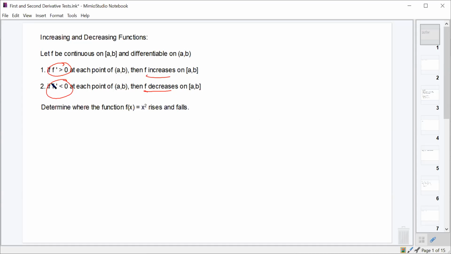Okay, so we should already know the answer to the question given to us, but we want to, using some calculus and some algebra here, show when the function x squared is rising and when it's falling. So when it's increasing and when it's decreasing. Okay. So how should we go about doing that? What's the first thing we need to do? Find the derivative. Find the derivative.